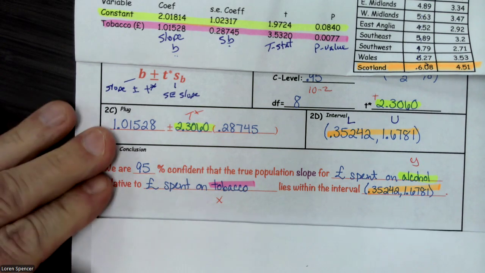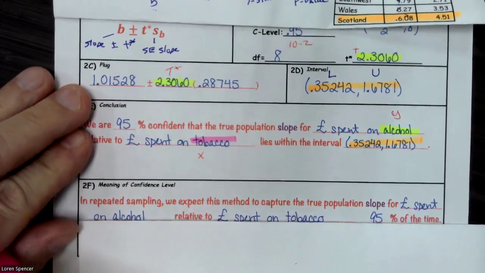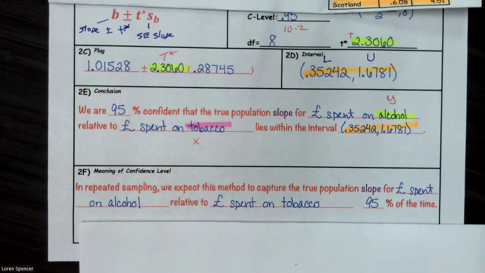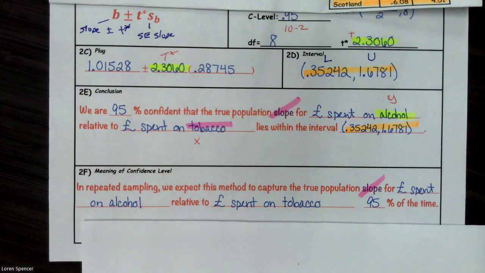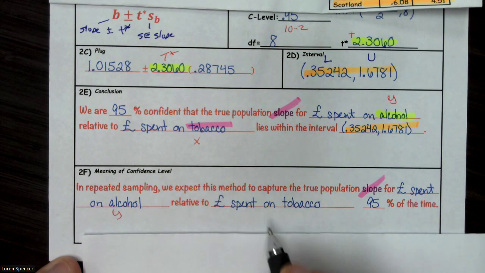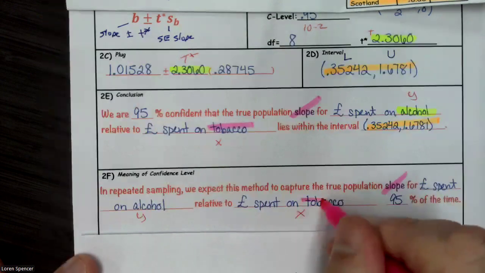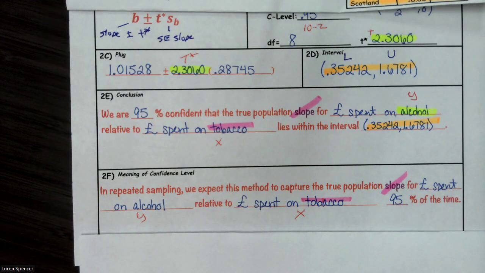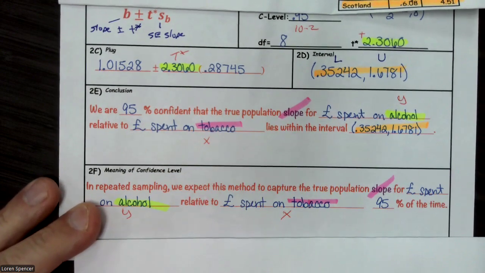The next thing we need to do, the meaning of the confidence level. In repeated sampling, we expect this method to capture the true population slope. And by the way, I guess I should have highlighted the word slope because we're going to keep using it. True population slope for pounds spent on alcohol, which happens to be my Y, relative to the pounds spent on tobacco, which happens to be my X. Once again, my X and my Y.